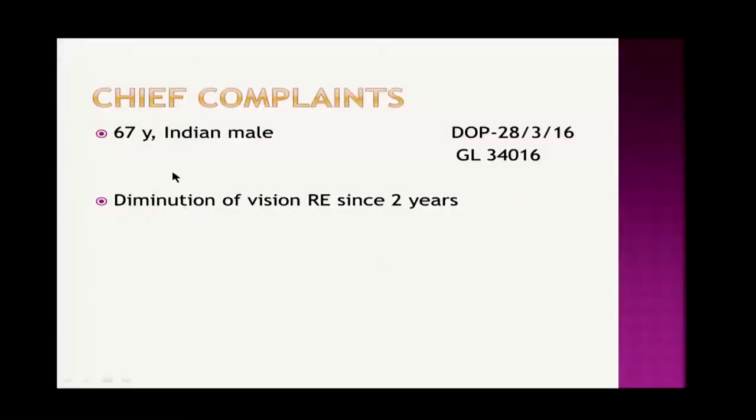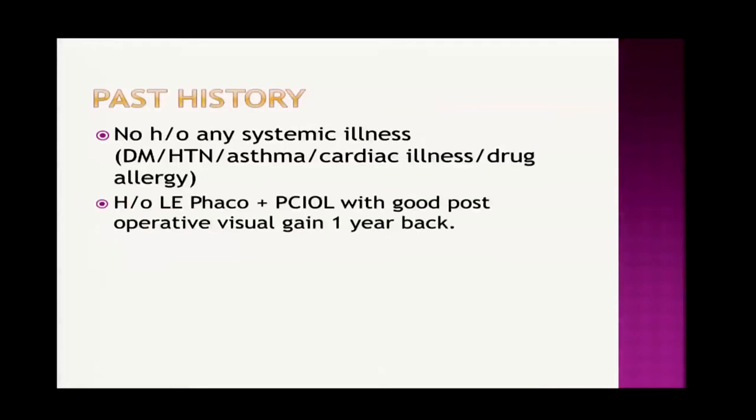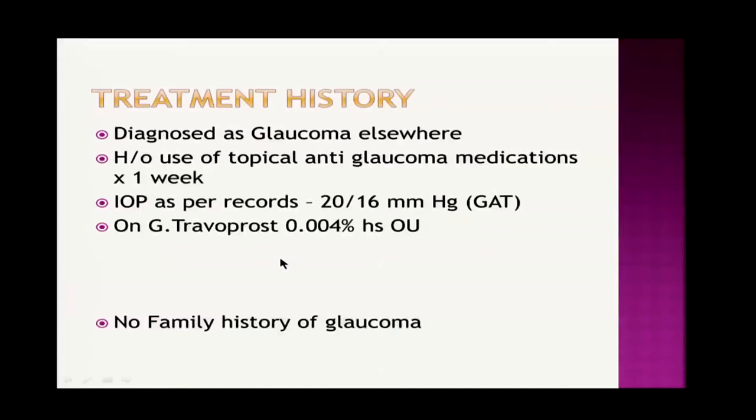So we'll go to, let's see what this case is. This is a 76-year-old Indian male with diminishing vision in the right eye for 2 years, gradual, painless, progressive, no history of redness, colored halos, anything, no history of systemic illness, no trauma. History of phaco in the left eye, with good post-operative visual gain 1 year back. So one eye has probably cataract, the other eye has phaco, and he was diagnosed with glaucoma elsewhere earlier, and anti-glaucoma medication was started 1 week back, with travoprost, no family history of glaucoma.